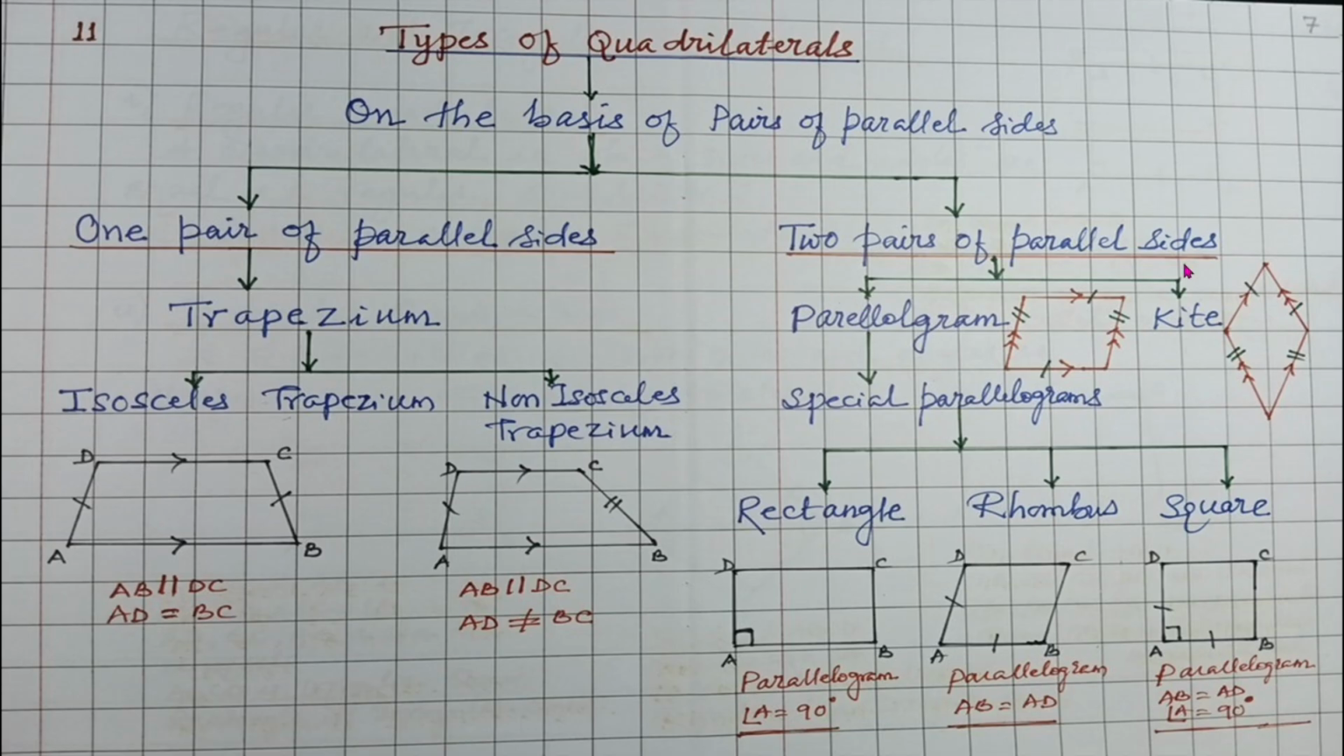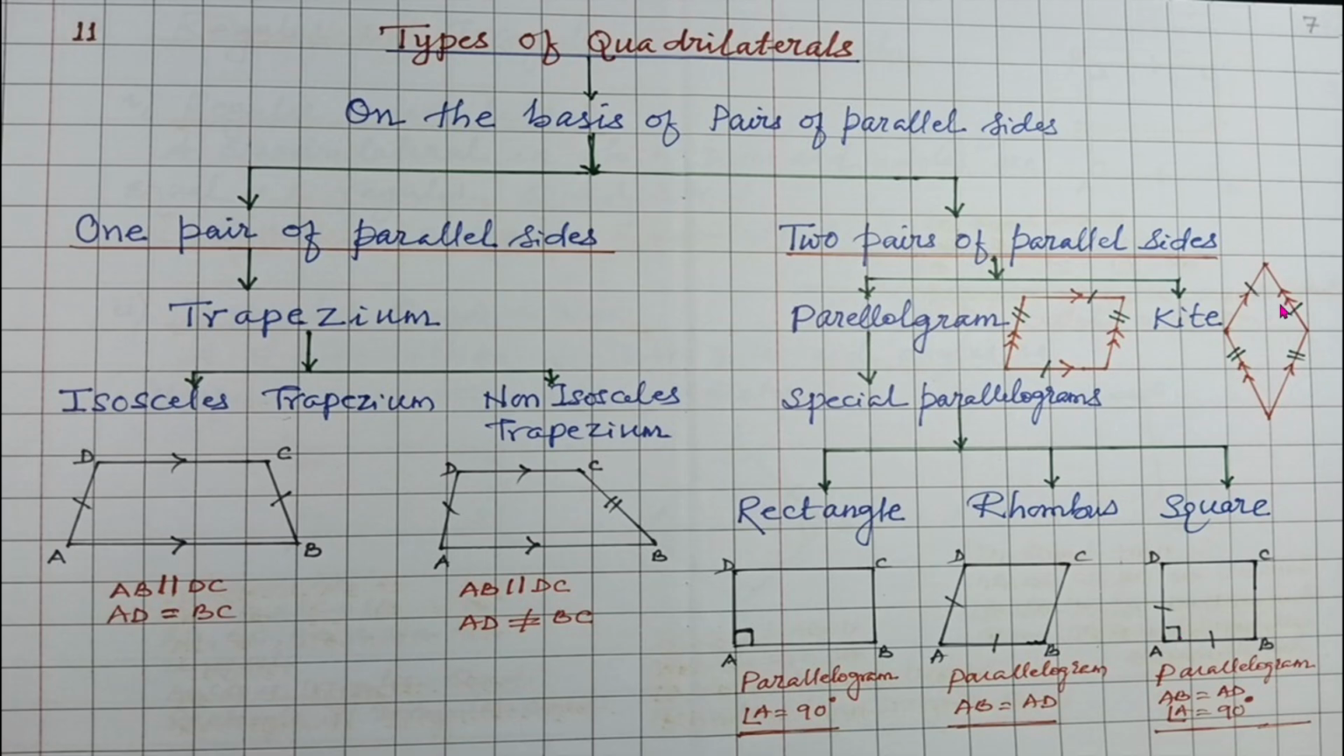If there are two pairs of parallel sides, then we have a parallelogram or a kite. Now a parallelogram has the opposite sides parallel, and we have the special parallelograms, that is rectangle, rhombus and square. A rectangle is a parallelogram in which one of the angles is 90 degrees, then a rhombus is a parallelogram in which one pair of adjacent sides are equal, and the square is also a parallelogram, or rather a parallelogram is a square if one pair of adjacent sides are equal and one of the interior angles is 90 degrees.